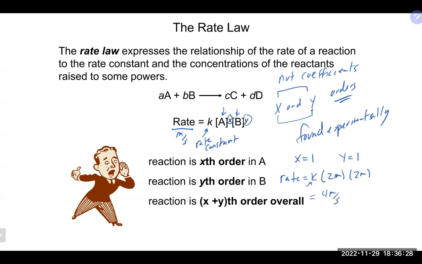If we wanted to speed up this reaction, we could double the concentration of A. If we double the concentration of A, that would give us 4 times 2, which would give us 8 molar per second. We also could have doubled the concentration of B and ended up with the same. Doubling the concentration meant that the rate also doubled in this case, right?